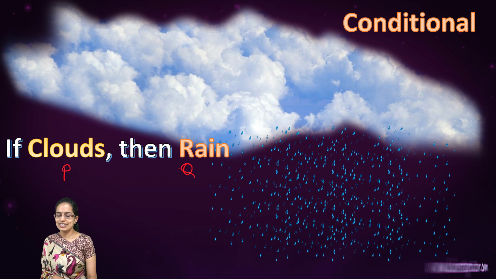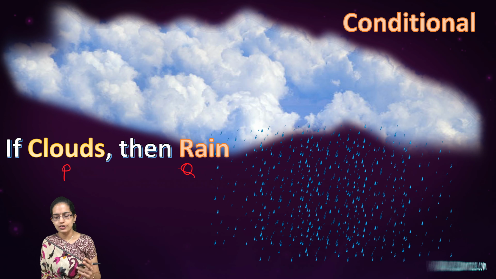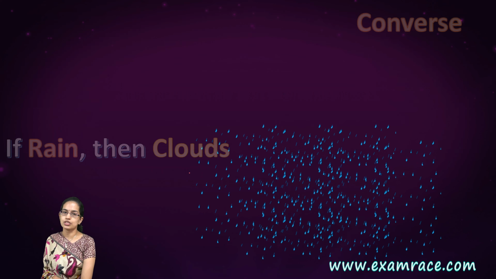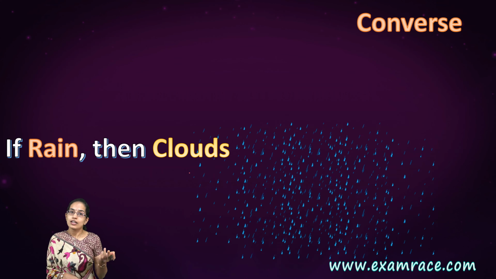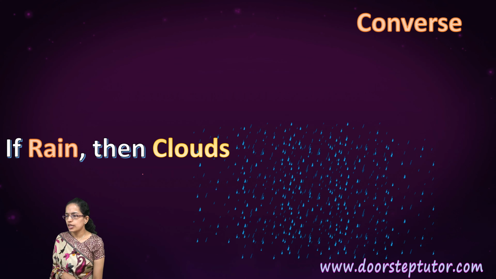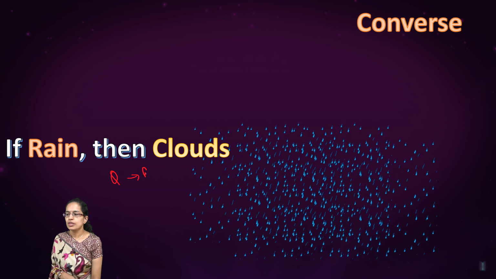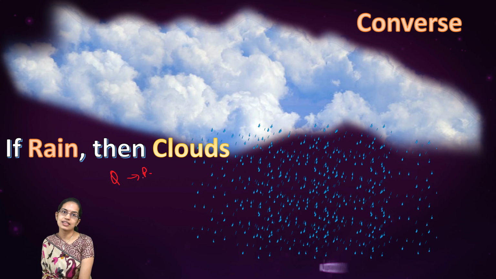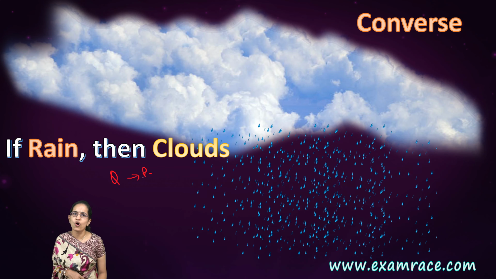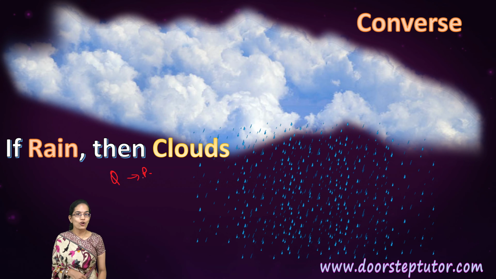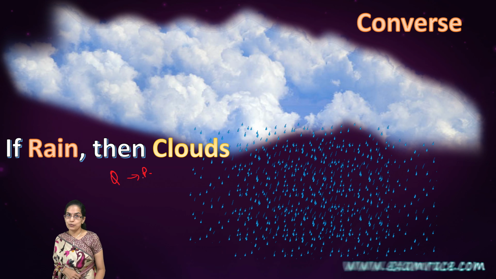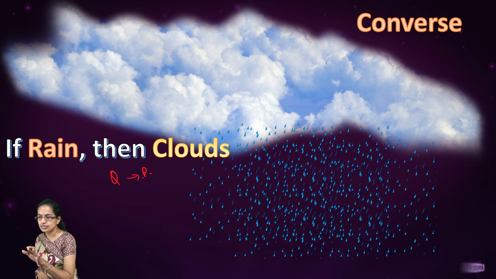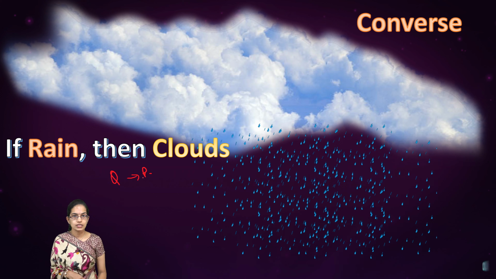The next is the converse. In the converse, I simply change the positions of Q and P. So if Q, then P. I have the very simple concept, if there is rain, then there would be cloud. This is false. This is not true. I cannot say if there is rain, there would be cloud. So in that case, you have a converse statement.